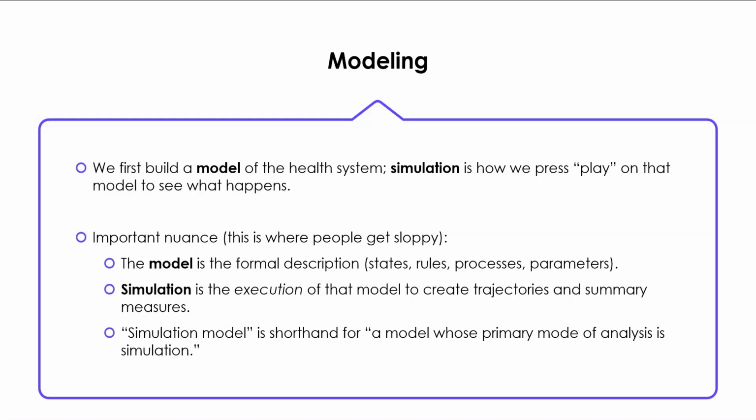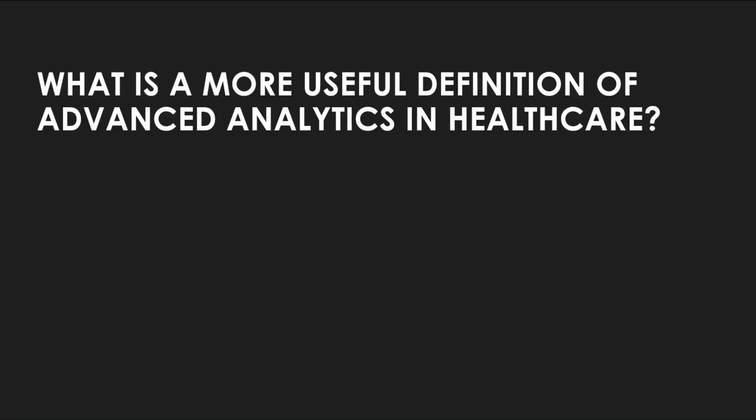And the important nuance here is that the model is just our description of the overall system. This simulation is that execution of that model to create trajectories, summaries, information. So when you hear those terms used interchangeably, someone just might not be being precise. So you may also hear them put together like this, a simulation model. That's just shorthand for a model whose primary mode of analysis is simulation. So just some terminology so you don't get tripped up if you're looking up content other places, and just to get you a little bit more clear there.